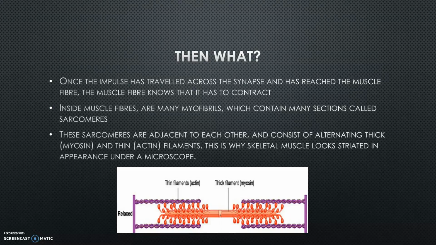Our muscle fibers are made up of many myofibrils, which contain lots of sections called sarcomeres. And these sarcomeres are adjacent to each other and have two filaments. As we can see in the picture on the screen, they have a thinner filament called actin and a thicker filament called myosin. And these alternate across the whole of the sarcomere. And this is why if we look at skeletal muscle tissue under a microscope, we can actually see that it looks striated or striped.